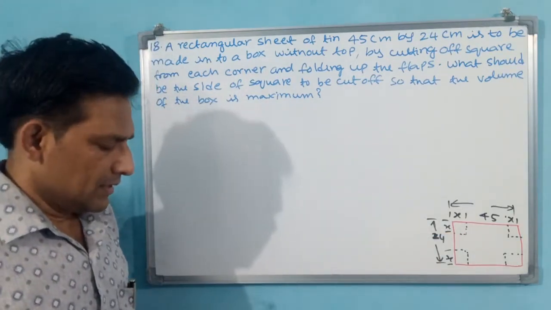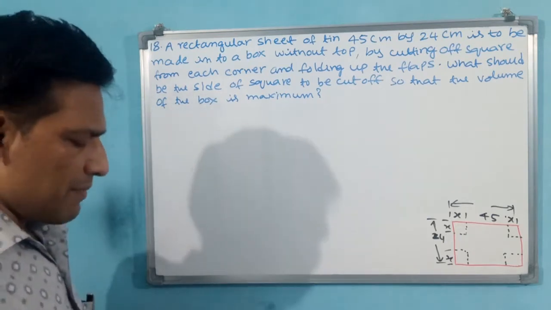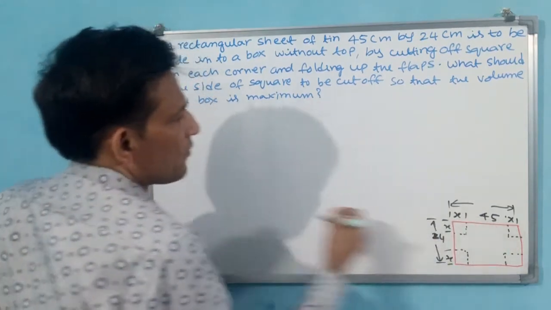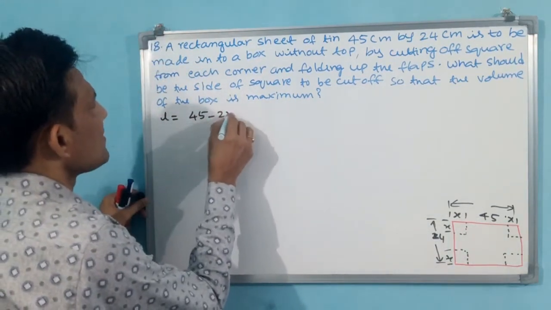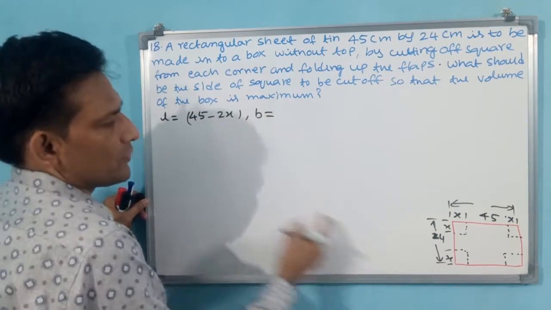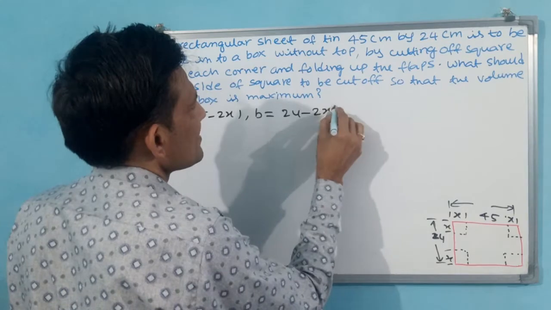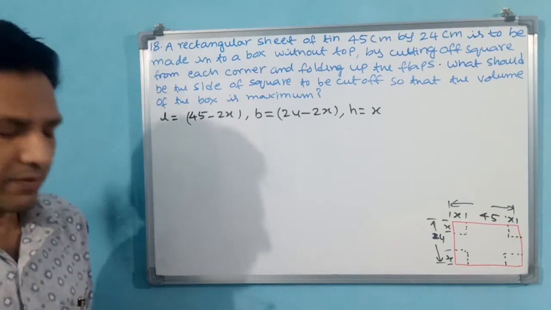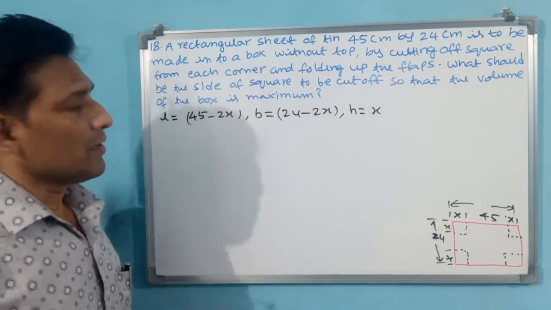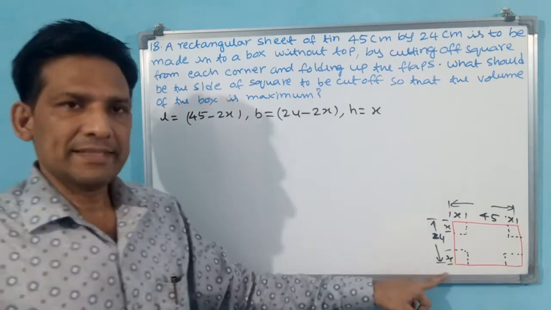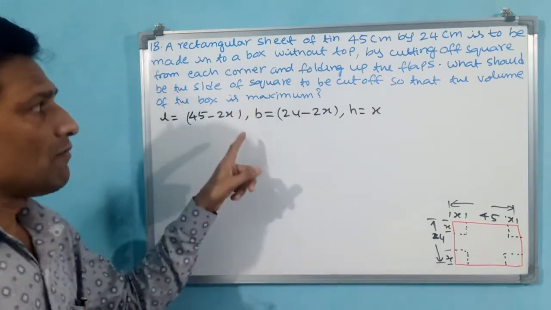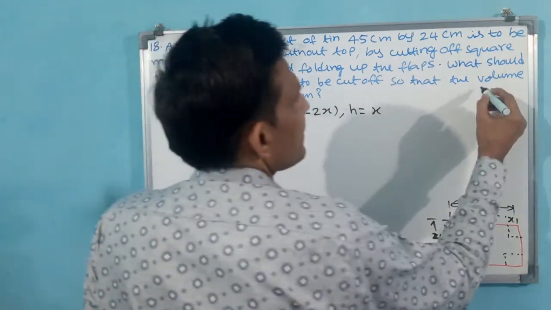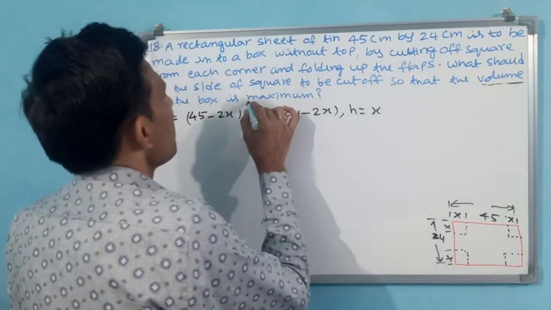Then let us first write the dimensions. Length is equal to 45 minus 2x, breadth is equal to 24 minus 2x, height is equal to x. Now you see, we have to find x. What is the condition? Volume maximum. This is the condition, very important for differentiation.